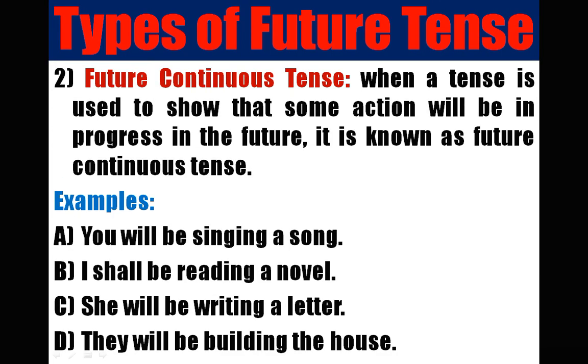Now let's go to future continuous tense. How can you indicate future continuous tense? And what is really future continuous tense? We identify it when a tense is used to show that some action will be in progress in the future. That we refer to as future continuous tense. Look at the examples. You will be singing a song. Will be singing indicates that the action is in future continuous tense.